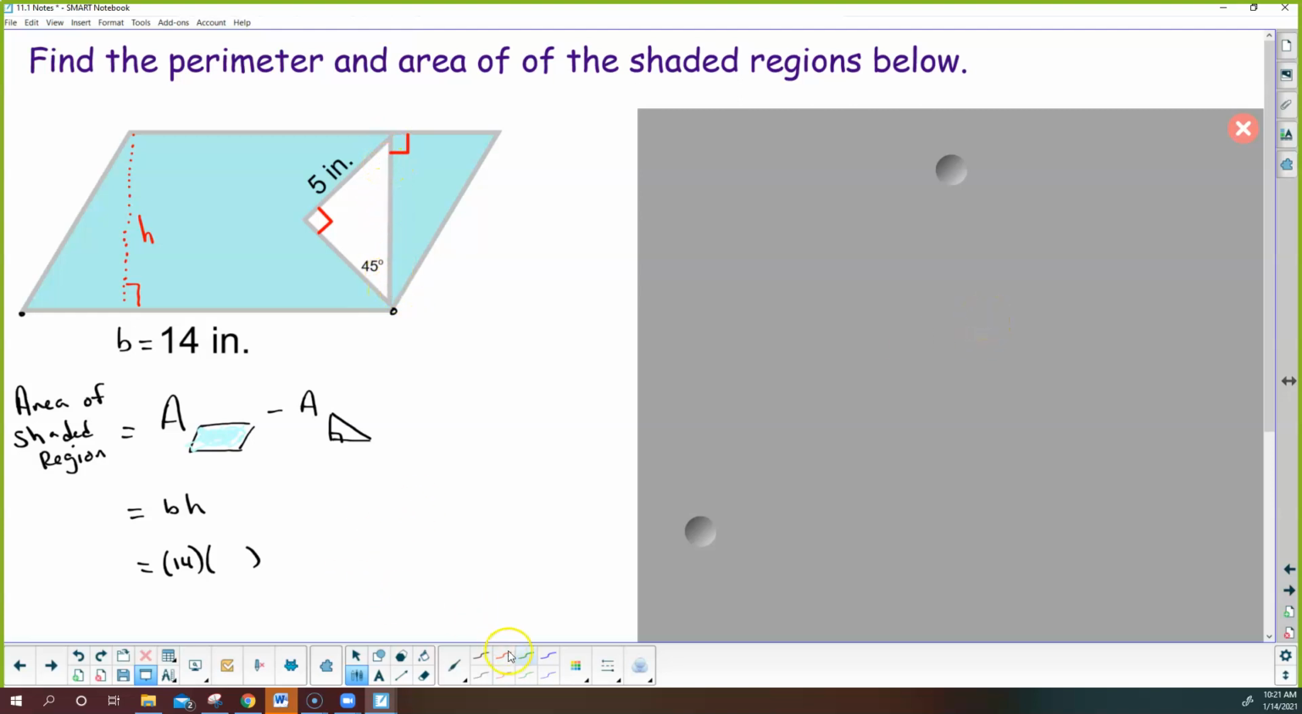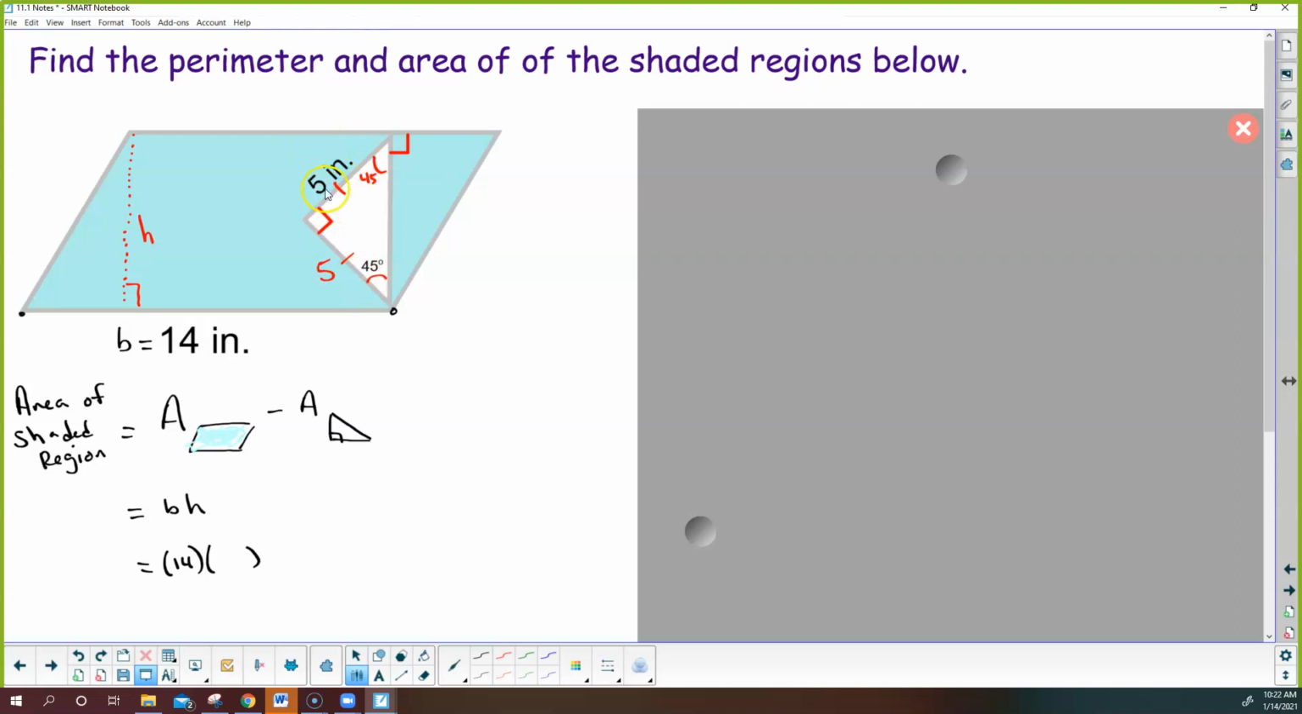Now you'll notice we're reviewing a lot of older topics, right? We did Pythagorean theorem on one example. Well, now I have a 45, 45, 90. We haven't done this in a long time. You hopefully know that because both of these are 45-degree angles, these two legs are both 5 inches.